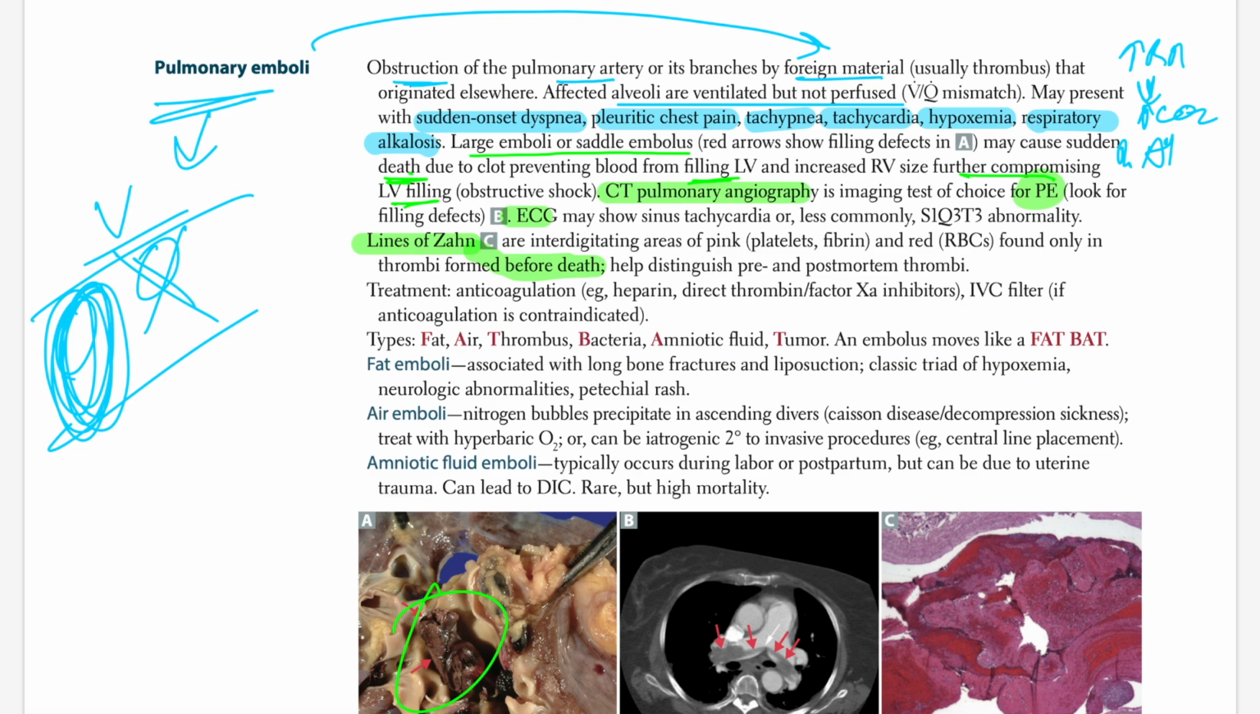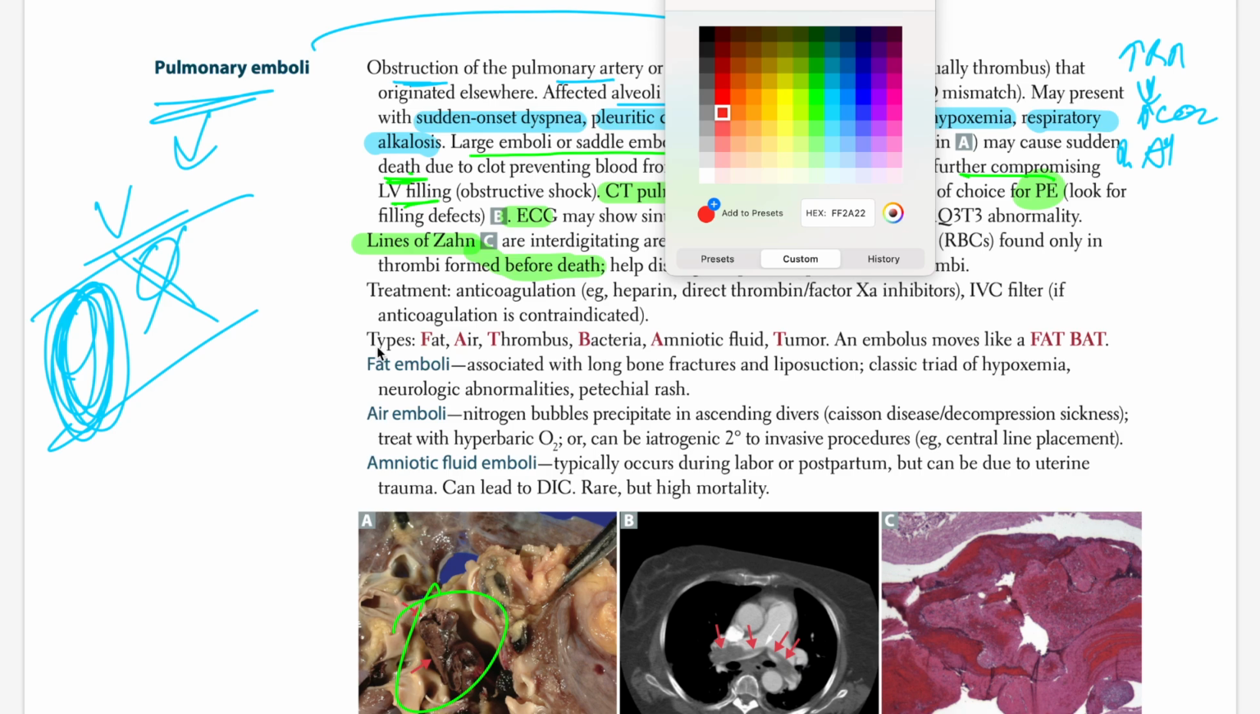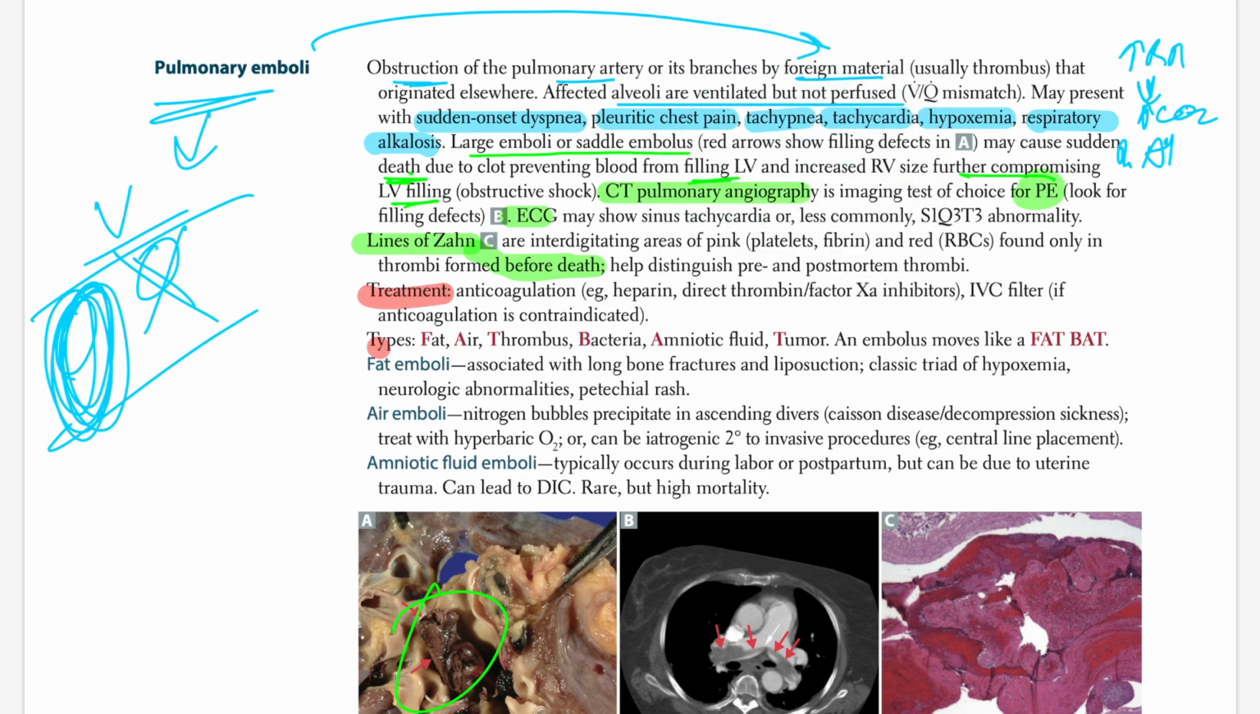Now in treatment, what do we have? Treatment of pulmonary embolism is anticoagulation like heparin, direct thrombin, factor Xa inhibitors, IVC filter if anticoagulation is contraindicated. What are the types? You have fat emboli, air emboli, thrombus emboli, bacterial emboli, amniotic fluid emboli, tumor emboli. That's the mnemonic, FAT BAT. So fat, air, thrombus, bacteria, amniotic fluid, tumor.